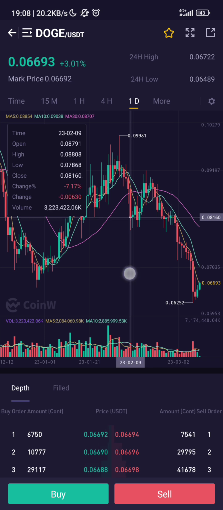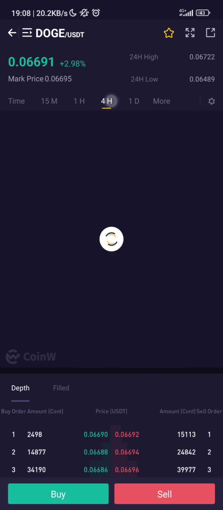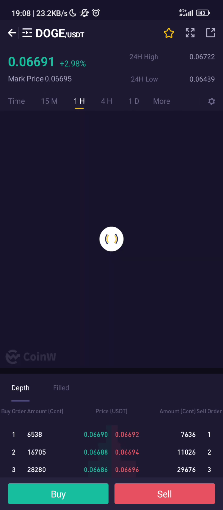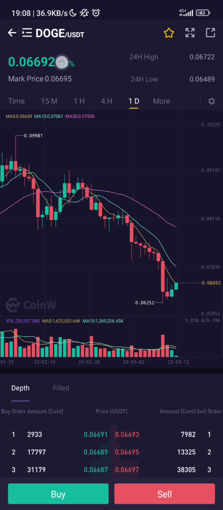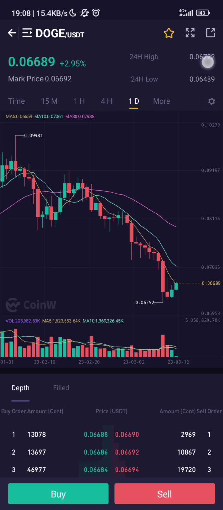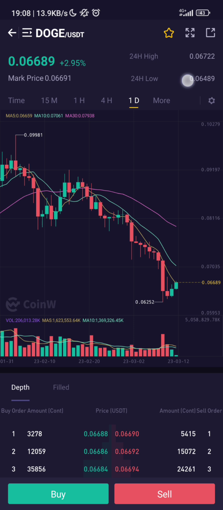There are a lot of things you need to look out for when taking a trade. This 1 hour, 50 minutes, we call them time frames. So you have different time frames. This green part here shows you the price of Doge. You have the 24 hours high, showing the highest price it has gotten to in 24 hours, and the 24 hours low, showing the lowest price it has gotten to in 24 hours, right?